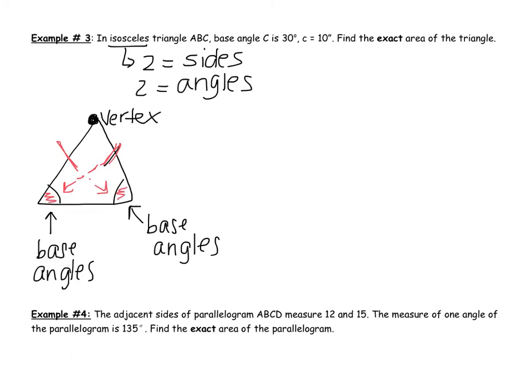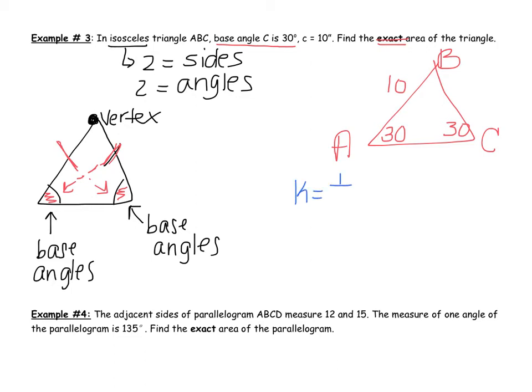Okay, so now let's read the problem. In triangle ABC, so let's draw triangle ABC. Base angle C is 30. So if 30 is a base angle, the other base angle, A, would have to be 30 because they're equal. And the measure of angle C is 10. Find the exact area of the triangle. So for the exact area, you should be thinking exact value chart. So we might need that. Let's write down the formula first. K equals 1/2 AB sine C.